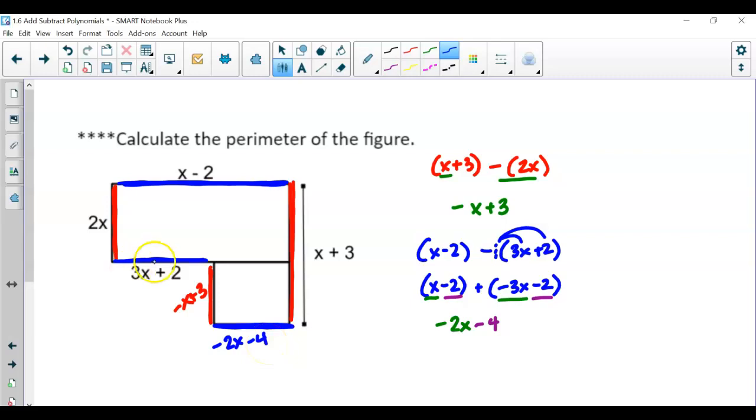So here now we have all of the sides to add up and find the perimeter. So now you just got to go through and combine like terms. After combining all of the x terms, you should get 4x. Then combining all of the constants together, you should get plus 2.